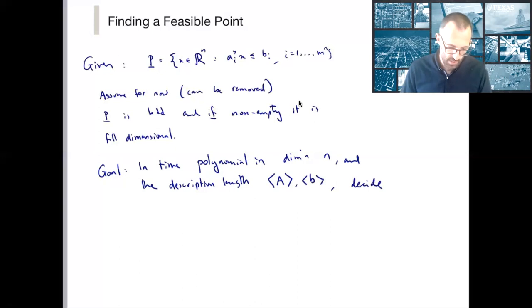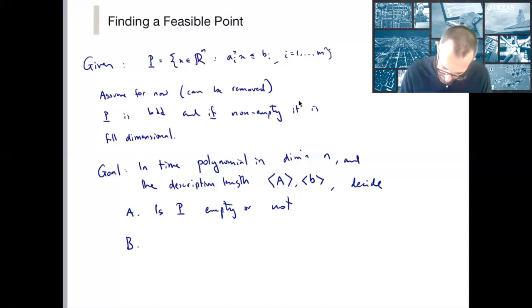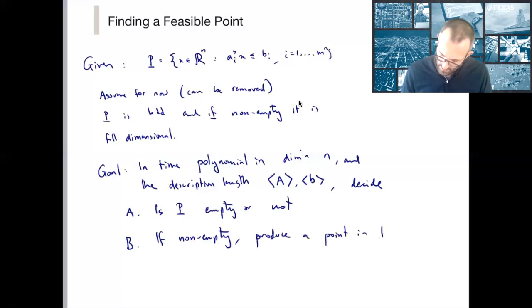decide first of all, is P empty or not? And if you decide that it is not empty, then you must produce a point in P. If non-empty, you must produce a point in P. So this is the problem that we want to solve.